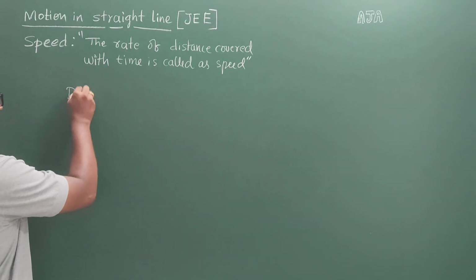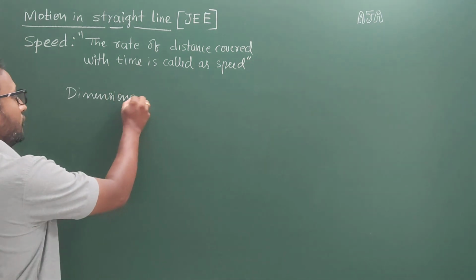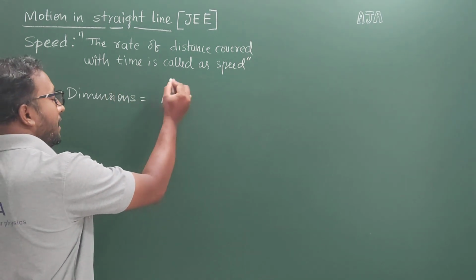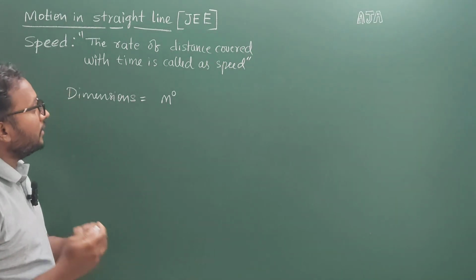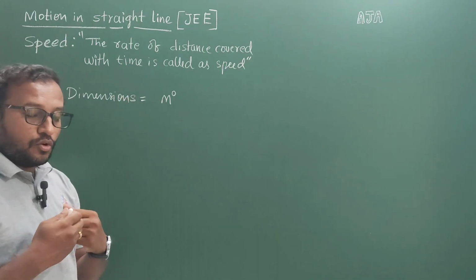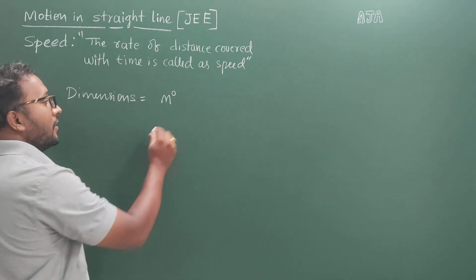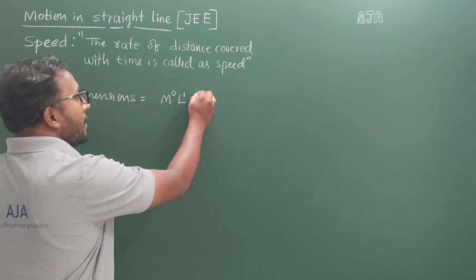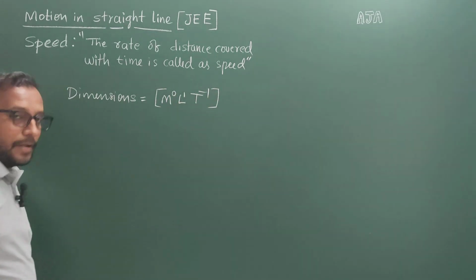So, dimensions are very clear. The dimension of speed is M to the power 0, because speed is nothing but the rate of distance covered with respect to time. There is no question of mass here. Therefore M to the power 0, L to the power 1 and T to the power minus 1. So these are the dimensions of speed.